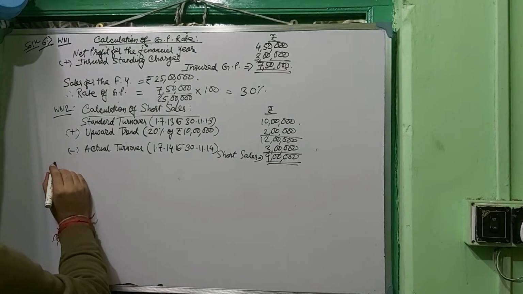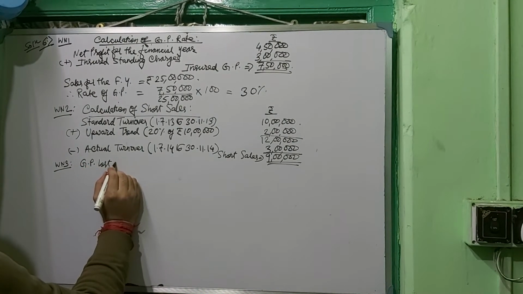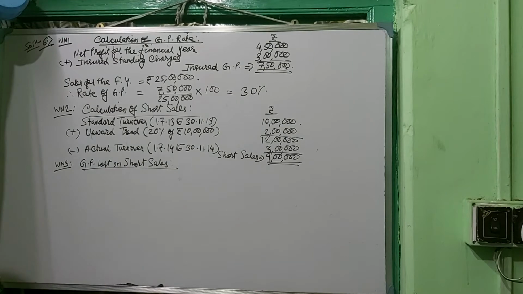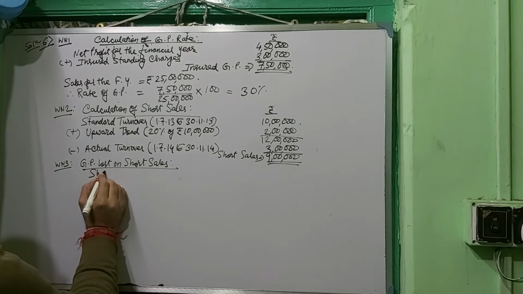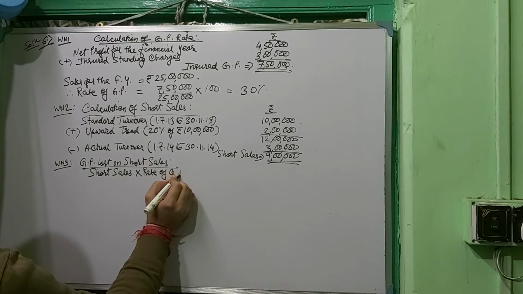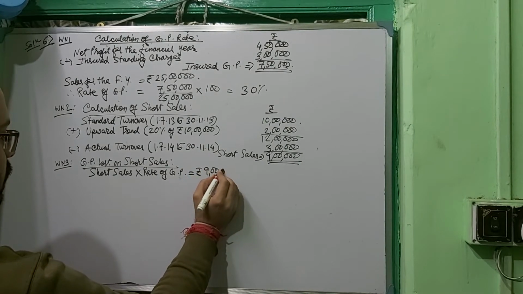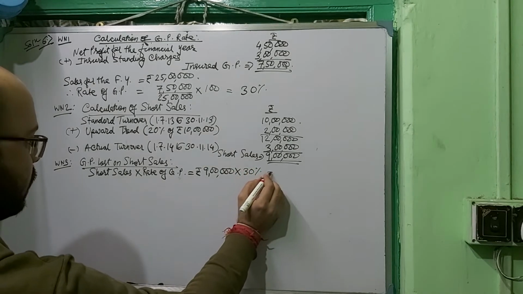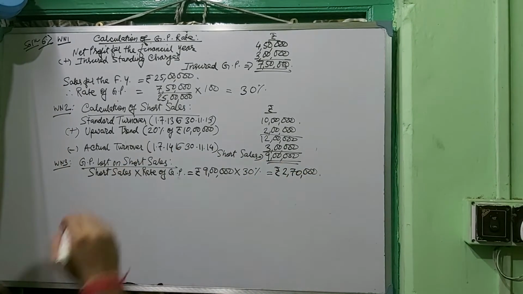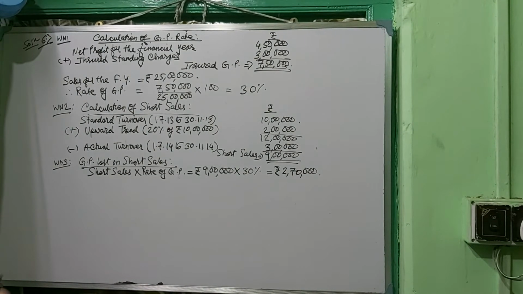Now coming to working note number 3, which is GP lost on short sales. GP loss on short sales: short sales into rate of GP. You know the formula. It is given that short sales is rupees 9 lakh and rate of GP is 30%. So it is coming 2,70,000, right? Okay.